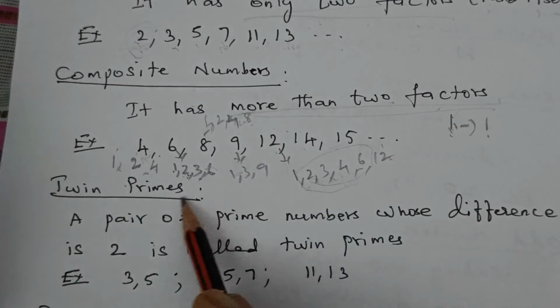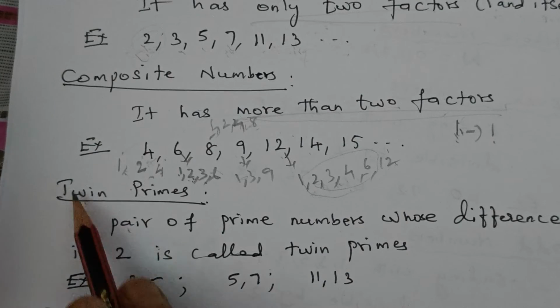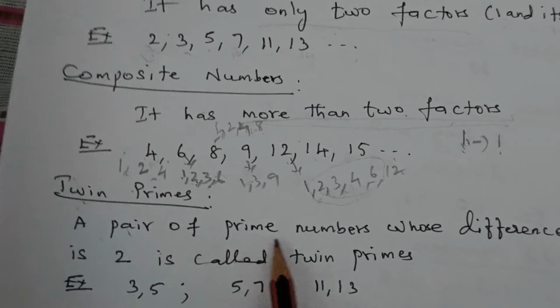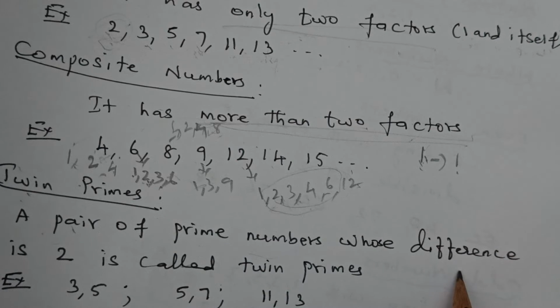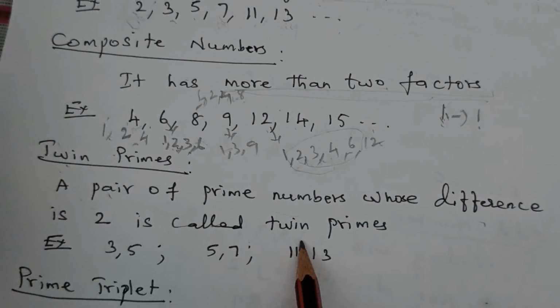Okay. Then twin primes. What are twins? Twin means 2. A pair also means 2. A pair of prime numbers whose difference, what is difference? When you subtract them. If the difference is 2, then they are called twin primes.